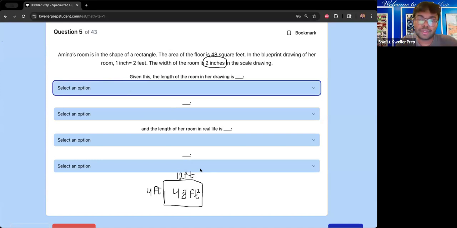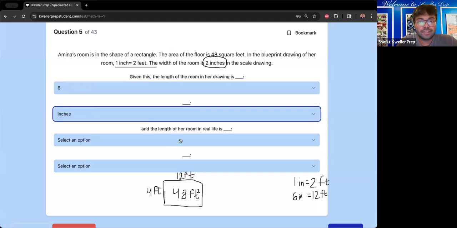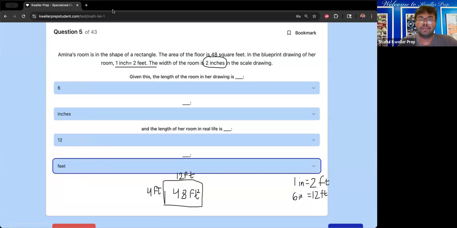In her drawing, we have to convert it back. So 1 inch is equal to 2 feet. So that means that 12 feet, again, I'm going to write it out here. 1 inch is equal to 2 feet. We have to convert it back into the dimensions of her drawing. So 12 feet is equal to 6 inches. So in her actual drawing, it's going to be 6 inches, sorry. 6 inches. The length of the room in real life is 12 feet. Does anyone have any questions on this?